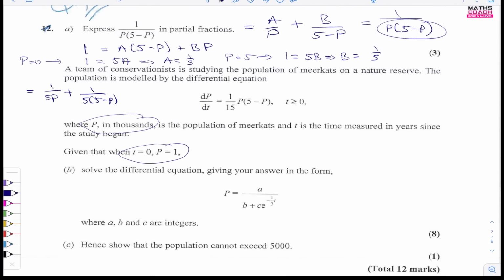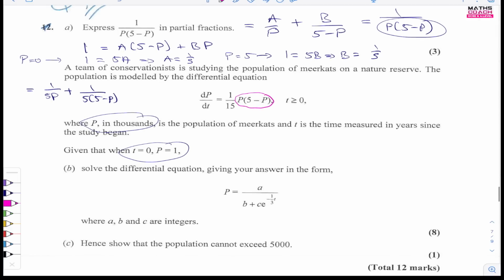Alright, so I'm just going to rearrange this one here. Because dp is on the top on the left side, that needs to move to the left side. I'm going to leave the 1 over 15 behind, and I'm going to bring the dt across. So that will rearrange into 1 over p bracket 5 minus p dp equals 1 over 15 dt. Now both sides are separated. We can now integrate. And if you look at the fraction we got here, that's the exact same fraction we had there. So we can easily switch that into the partial fraction.